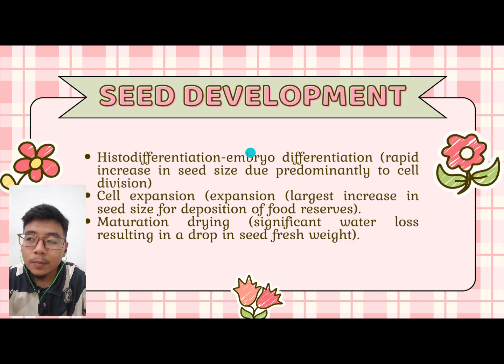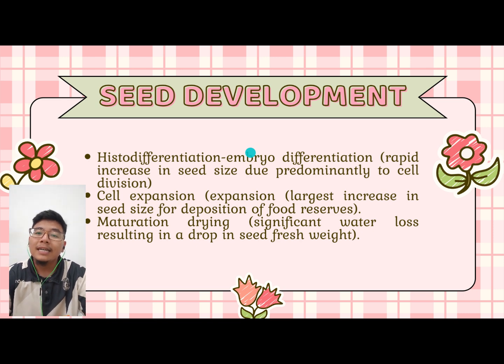So right now we talk about seed development stages. The first one is embryo differentiation, which is a rapid increase in seed size due predominantly to cell division. The second one is cell expansion, the largest increase in seed size, for deposition of food reserves. The third and last one is maturation drying, which is significant water loss resulting in a drop in seed fresh weight.